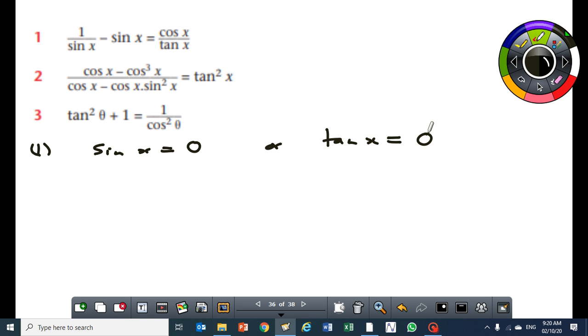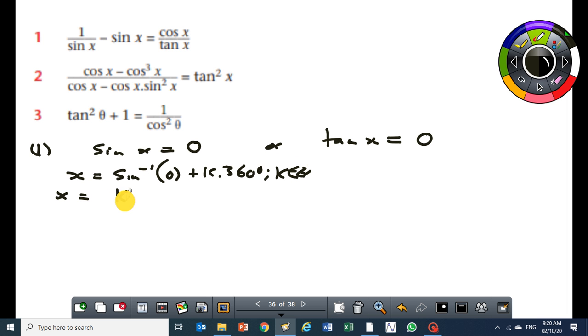So let's determine the general solution for sine x equal to 0. This one becomes x equal to arc sine of 0 plus k times 360. Now, arc sine of 0 will give you 0. So you end up having 0 plus k times 360, so it will be k times 360 degrees, where k is an element of z.